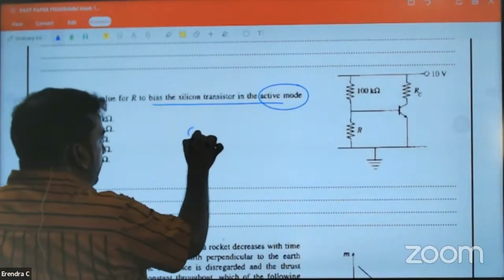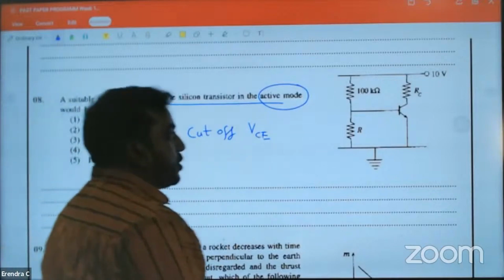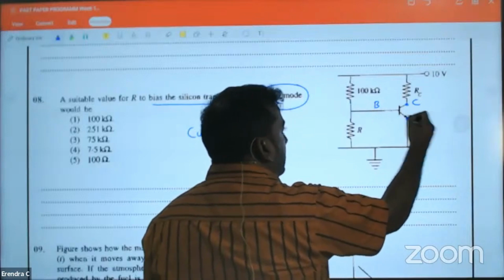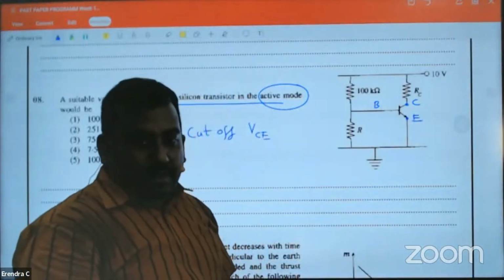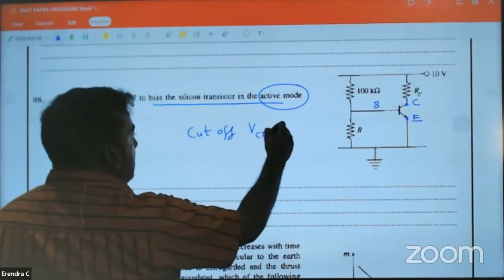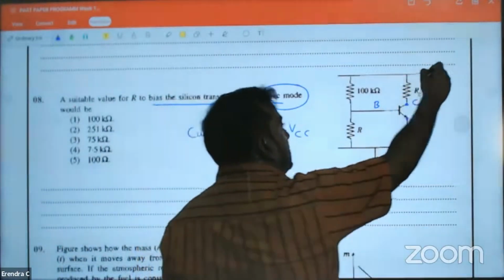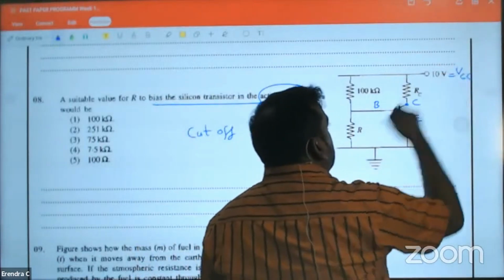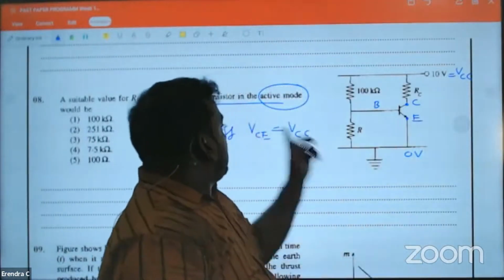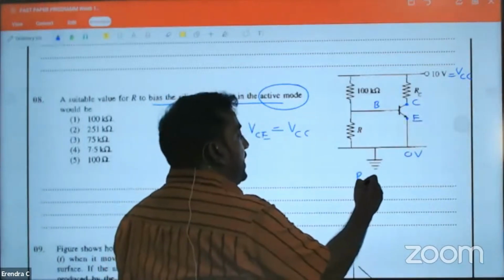Now in the cutoff, VCE, this is called base collector emitter. Cutoff region, VCE is equal to VCC. What is VCC? This is your supply voltage VCC. Here grounded, 0 volt. What is VCE? Voltage between the collector and the emitter. So B stands for base.